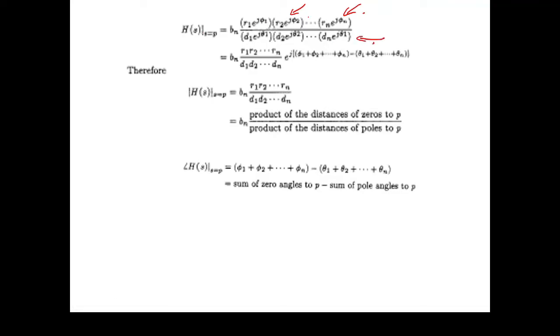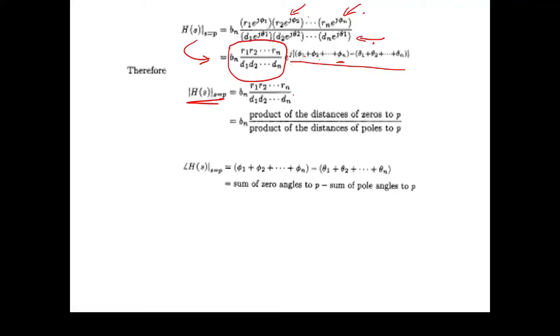So if you look again from here to here, what we have is H equals R1 multiplied by R2 multiplied by Rn, divided by D1, D2, Dn. Then we have e to the power j. If you simplify this, we get phi 1 plus phi 2 up to phi n, minus theta 1 plus theta 2 up to theta n. Now the modulus of H of s is given by this. This is the real component.